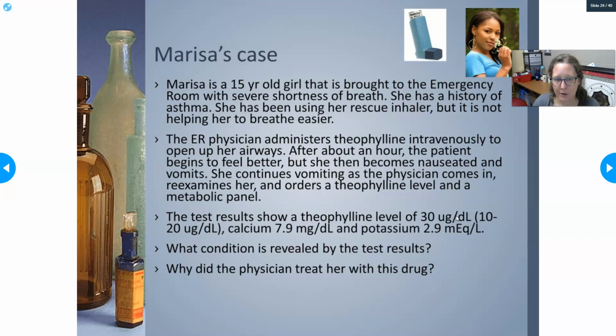After about an hour, the patient begins to feel better, but then she becomes nauseated and vomits. She continues vomiting as the physician comes in. So he orders a theophylline level and a metabolic panel. So basically the theophylline level is 30. It should be between 10 and 20, so that's too high. Calcium is a little low, potassium is a little low. So all of this is probably related to what's going on here.